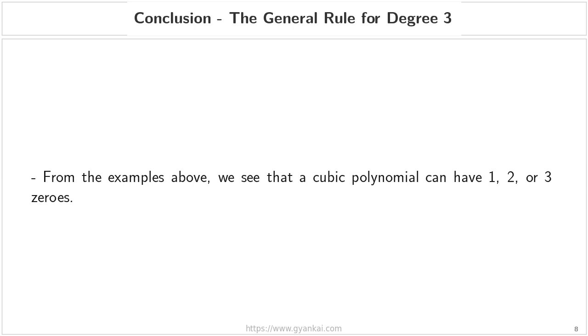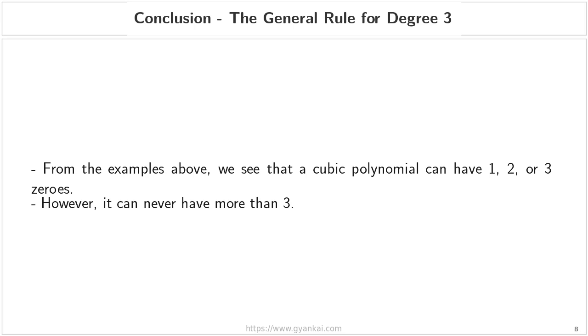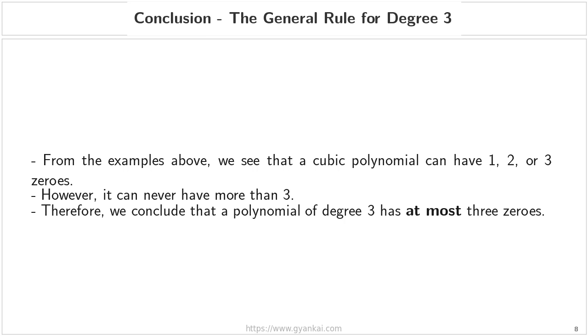a clear pattern emerges. We can see that a cubic polynomial is flexible. It can have 1, 2, or 3 zeros depending on how the curve is positioned. However, there is a strict limit. Based on the mathematical properties of a degree 3 polynomial, the curve can never cross or touch the x-axis more than 3 times. Therefore, we can arrive at our fundamental rule.